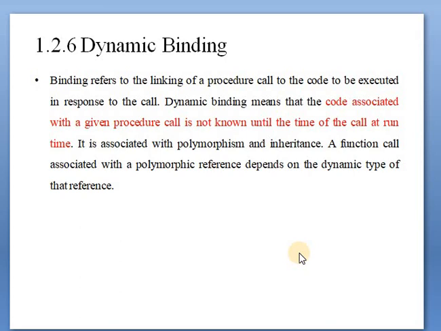It is associated with polymorphism and inheritance. A function call associated with a polymorphic reference depends on the dynamic type of that reference. Dynamic binding is the process of linking a function call to the actual code of the function at runtime. The actual code to be executed is not known to the compiler until runtime. Means after executing the program, it will know which module or which function is going to be executed.